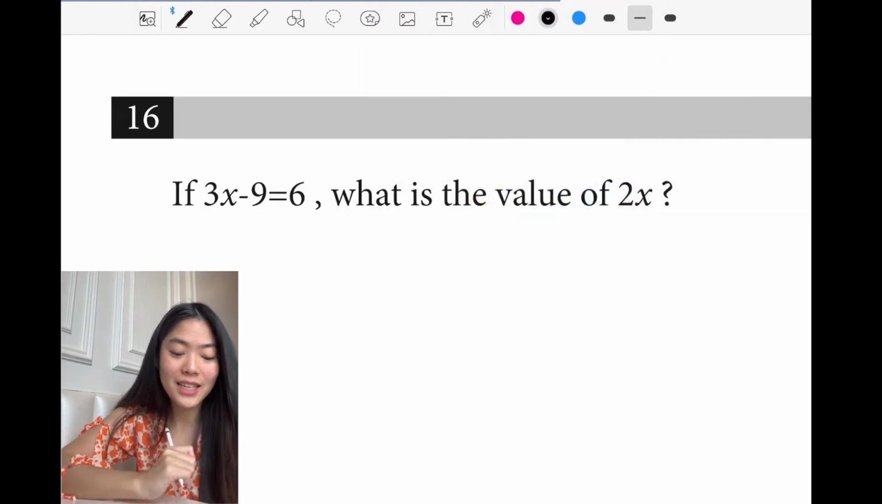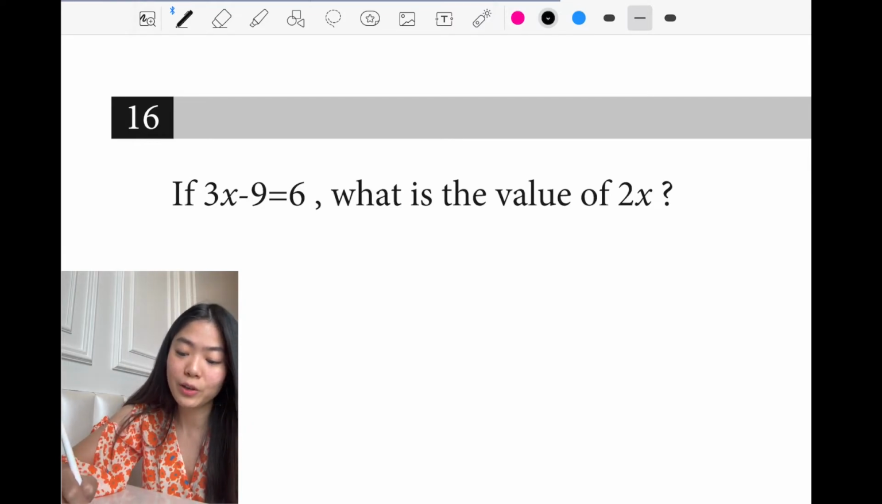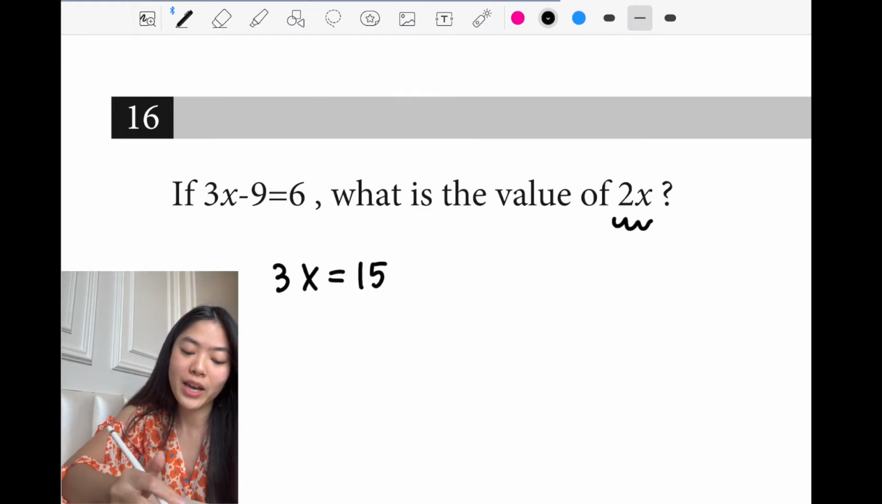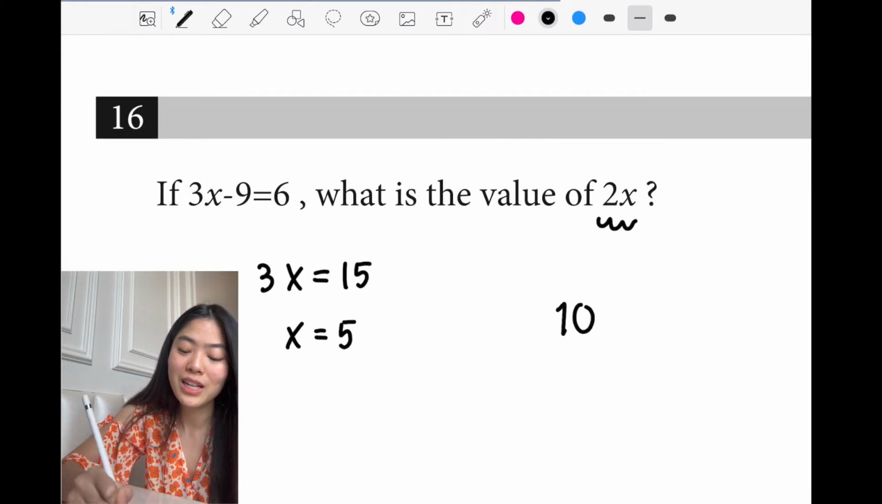Okay, let's see. Question 16. If 3x minus 9 equals 6, what is the value of 2x? So let's solve for x first. 3x equals 15, x equals 5, and 2x would be equal to 10.